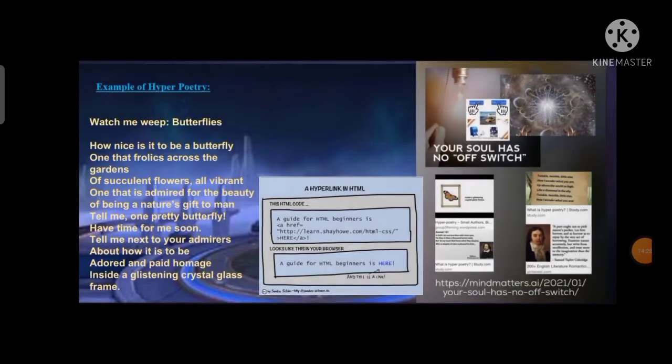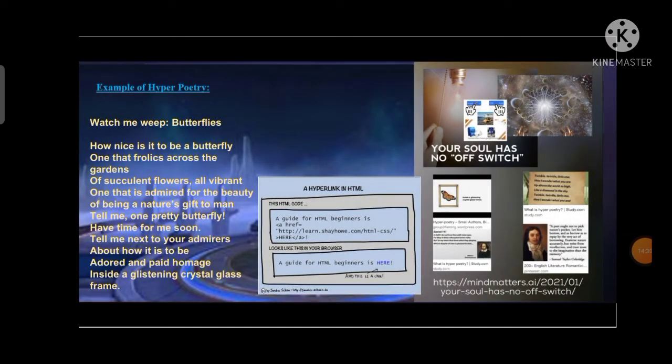And so these are the examples of hyper poetry. As you can see, there is a link. Tapos kung pipindutin mo yan, makikita mo yung nandoon yung mga poetry. Tapos makikita mo kung may mga links na naman, tapos doon na naman yung mga karugtong.